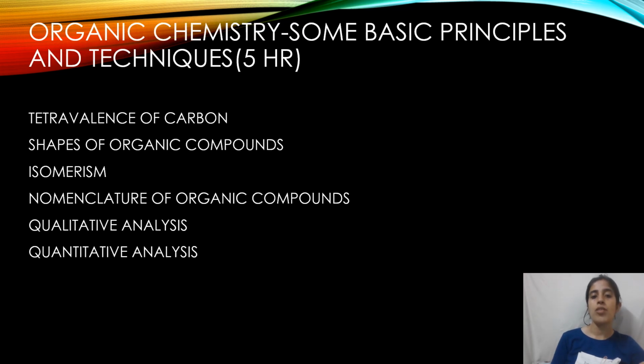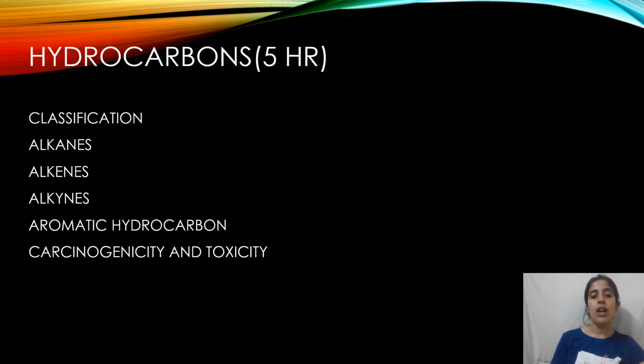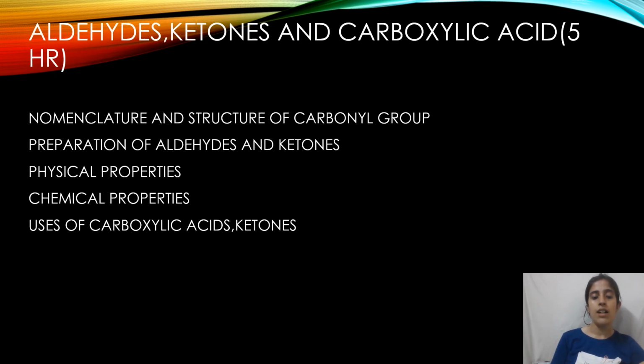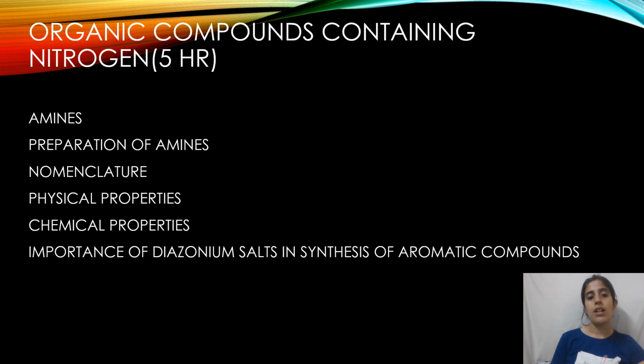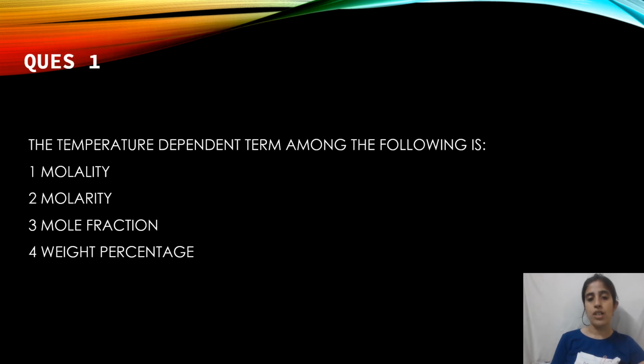alcohols. Next is organic chemistry, some basic principles and techniques, tetravalence of carbon, shapes of organic compounds, isomerism, nomenclature of organic compound, qualitative analysis, quantitative analysis. Next is hydrocarbon, alkane, alkene, alkyne, aromatic hydrocarbon, carcinogenicity and toxicity. Next is aldehyde and ketones and carboxylic acid, that is the nomenclature and structure of carbonyl group, preparation of aldehyde and ketones, physical property, chemical property, uses of carboxylic acid and ketones. Next is organic compounds containing nitrogen, amines, preparation of amines, nomenclature, physical property, chemical property, importance of diazonium salt in the synthesis of aromatic compounds.